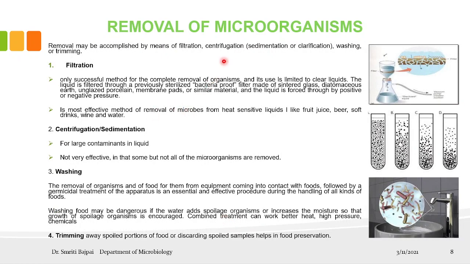Secondly, if you see the removal of microorganism, removal is also accomplished by the filtration, centrifugation and washing. As the name indicates, by filtration we can do, by the centrifugation also we can do, and then the washing can also be done. Like when we are getting our things, we have to firstly wash them, and fourth is the trimming. So the spoiled portion of the food can be discarded by the trimming. So this removal of microorganism is helpful in the partial sense. It is not going to completely remove the microbes, but it can preserve the food for some time.